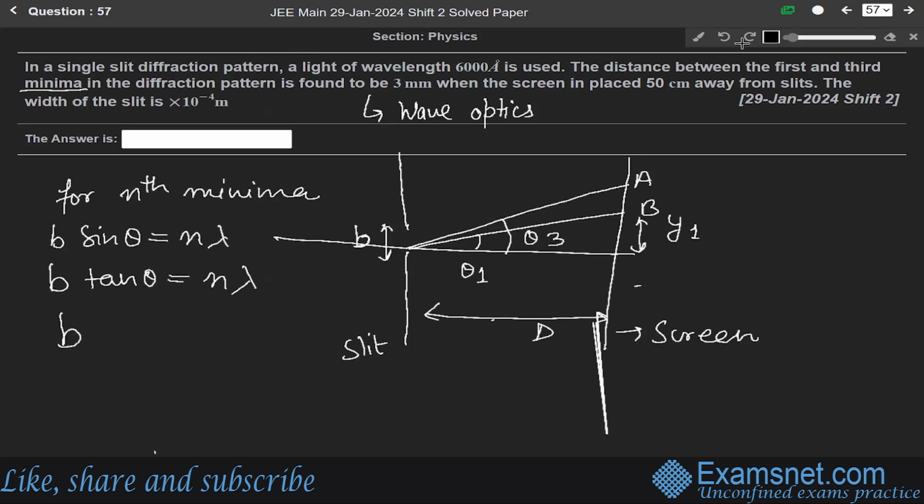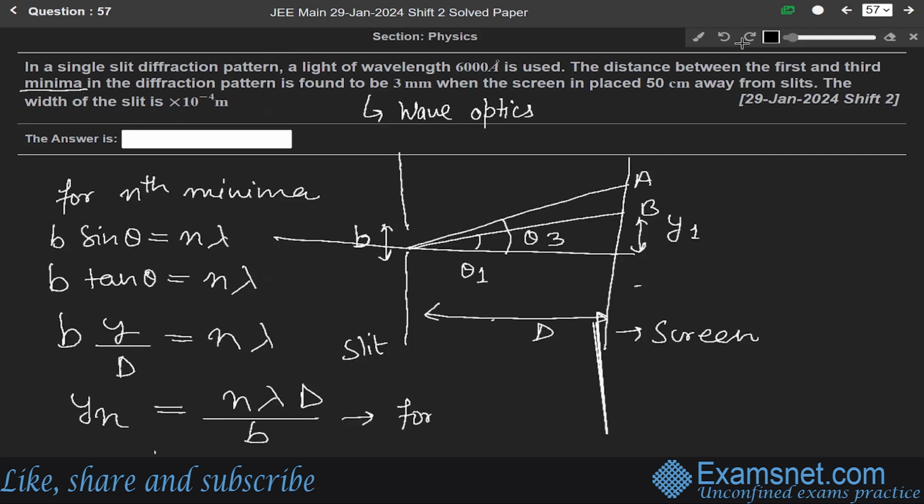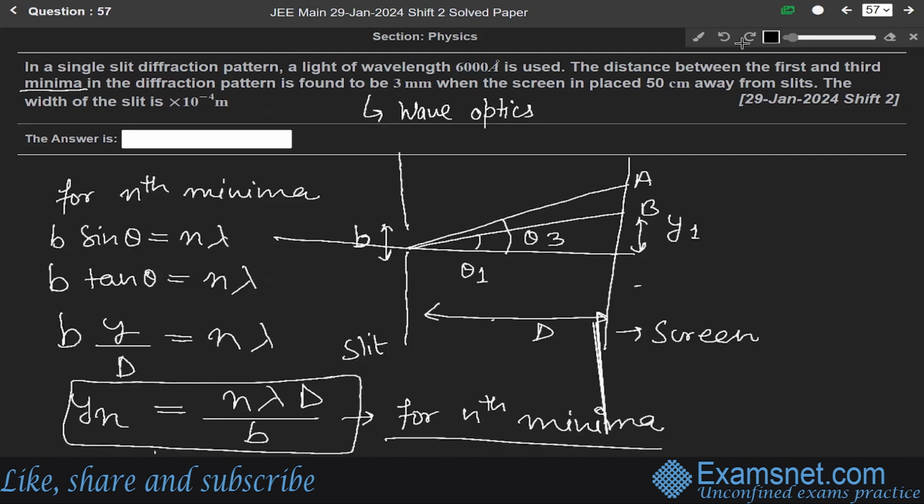b tan theta. Tan theta is what? Y over D. So Y over D equals n lambda. So from this, for nth minima, Yn equals n lambda D over b. Now we will use this formula to solve our question. Yn equals n lambda D by b.